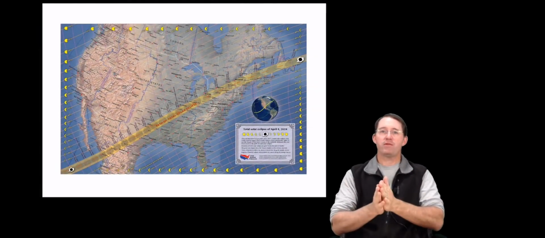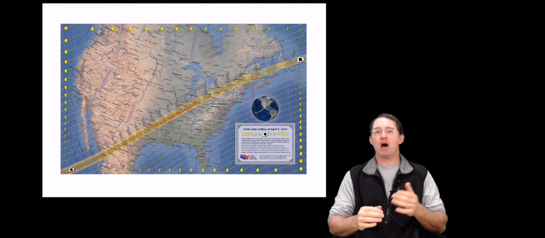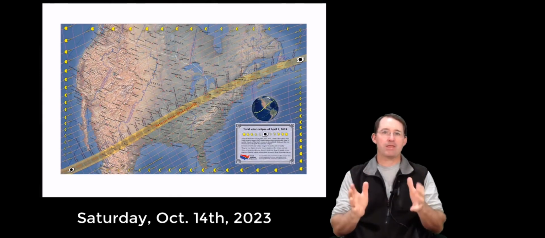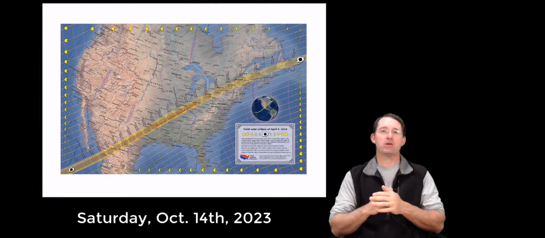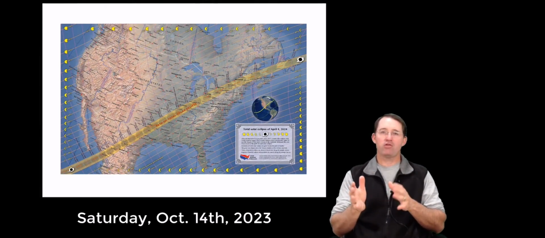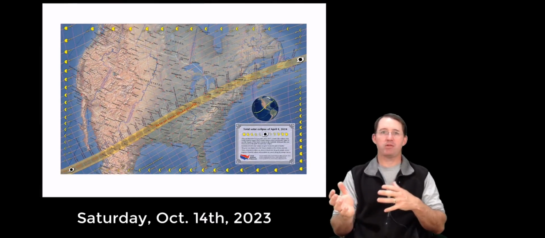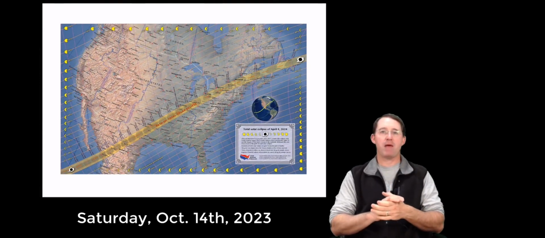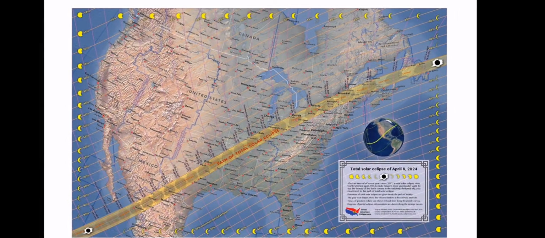We in the Western Hemisphere are going to get to experience a spectacular annular solar eclipse on October 14th, 2023. Now, there's a lot that we need to talk about on this particular eclipse, so I'm going to try and move fast. We're going to begin by looking at how the maps showing the paths of eclipses are different for annular solar eclipses compared to total solar eclipses. Let's start by taking a look at the map for the total solar eclipse on April 8th, 2024.